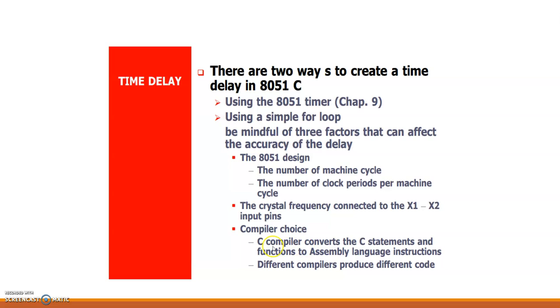When we write in assembly language, we get a more accurate delay. But when we are using a C program to generate the delay, the C code is converted to assembly language by the compiler, and the delay may change. Different compilers produce different code, and so different time delays.